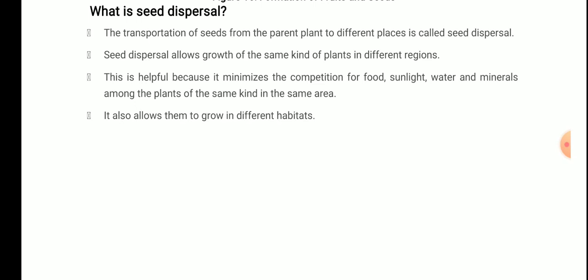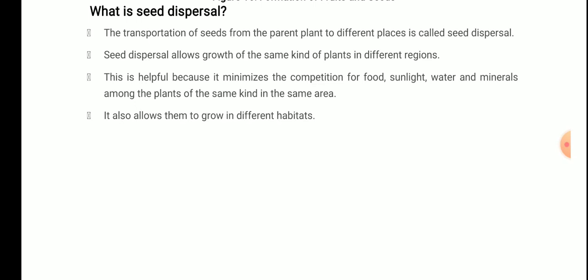If the seeds are dispersed, for example, with the help of wind, water, insects, animals, etc., then what happens? If they find a particular favorable condition anywhere, they can germinate. So this allows the growth of the same kind of plants in different regions. How is it helpful? It minimizes the competition for food, sunlight, water and minerals among the plants of the same kind in the same area.